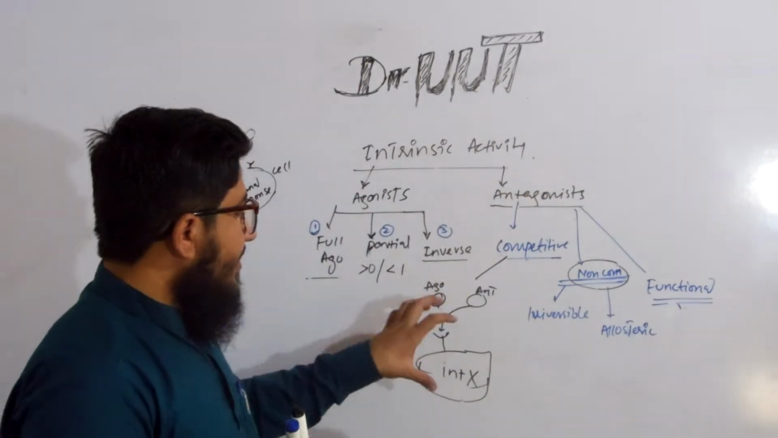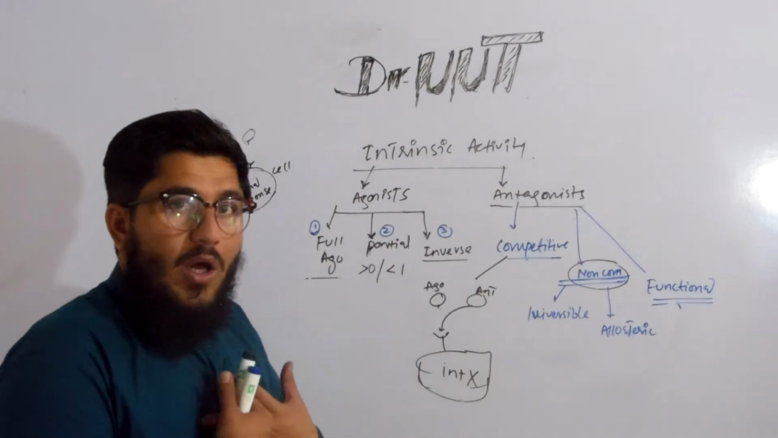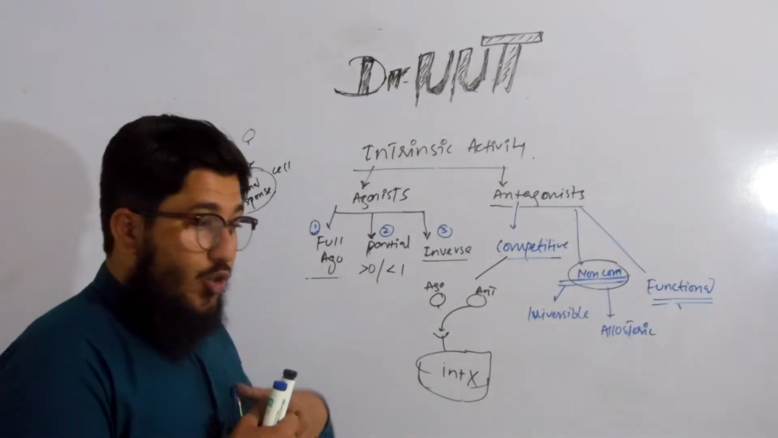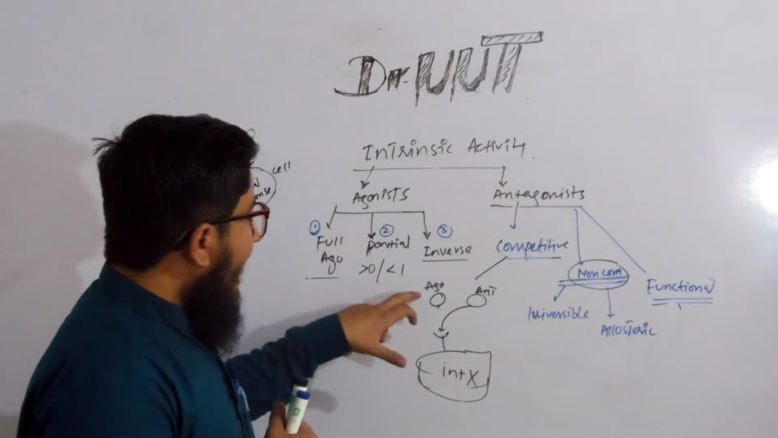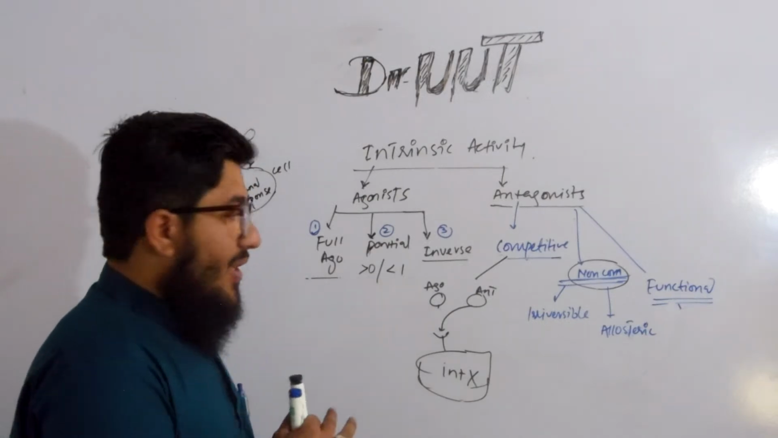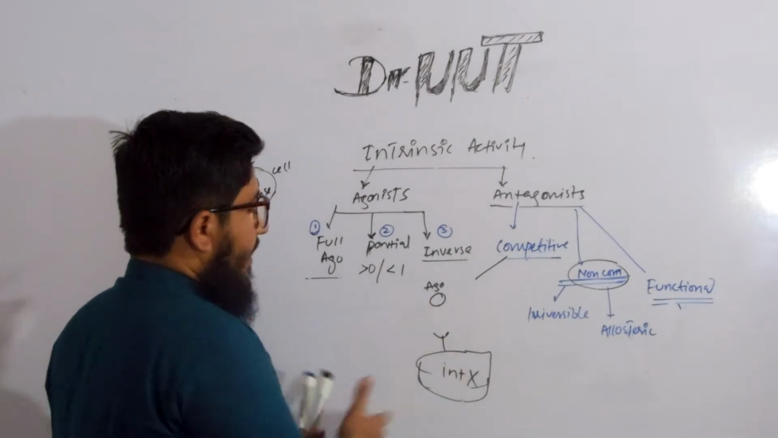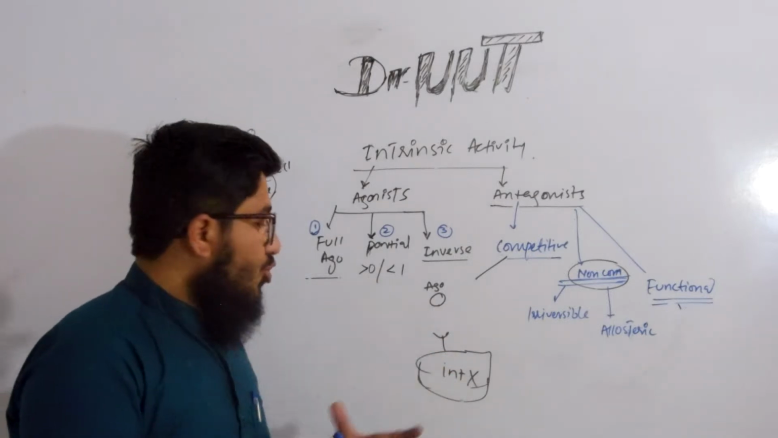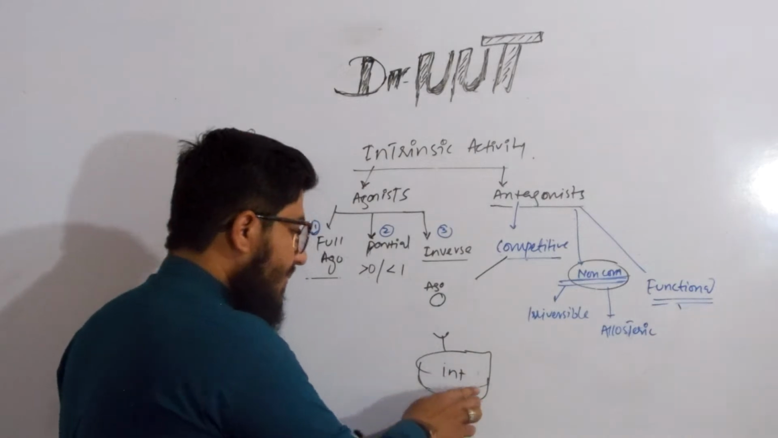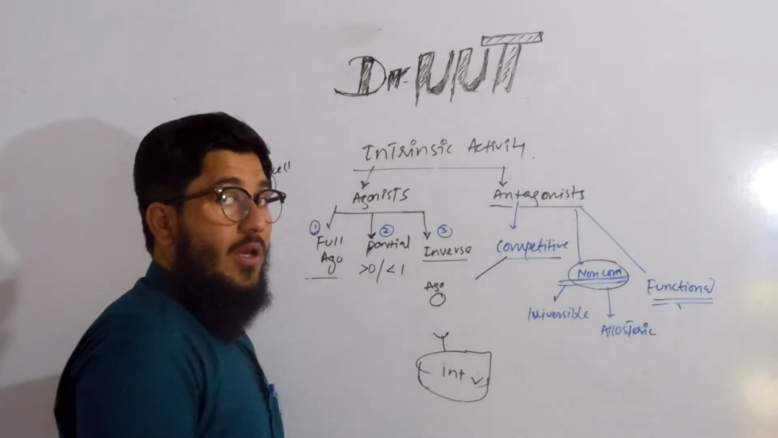Now if you want to overcome this, if I want to promote the internal actions, what will I do? I will increase the agonists. Then the antagonists will disappear. The agonists will be free to bind to the receptor and to show the internal signal. Then the internal signals will be shown.